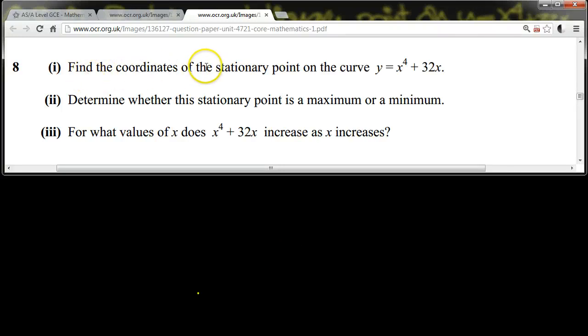Find the coordinates of the stationary point on the curve y equals x to the 4 plus 32x. Determine whether this stationary point is a maximum or a minimum. For what values of x does x to the 4 plus 32x increase as x increases?